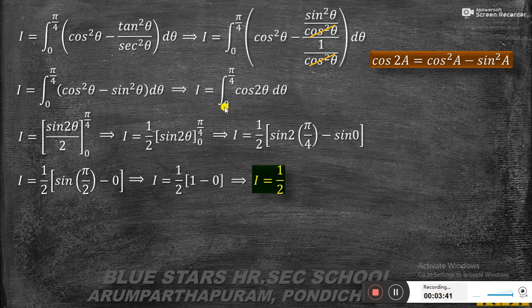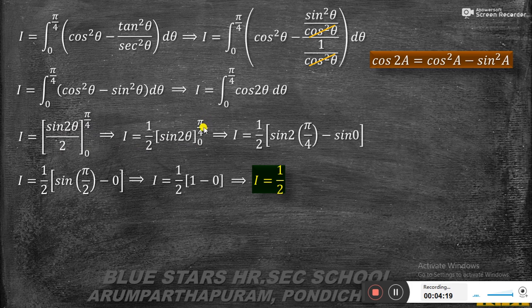Now cos square a minus sin square a equal to cos 2a. Therefore cos 2 theta, so I equal to integral 0 to pi by 4 of cos 2 theta d theta. Now I integrate cos 2 theta. Integration of cos is sin, so sin 2 theta, and we divide by the coefficient 2, so sin 2 theta by 2. The limit is 0 to pi by 4. I substitute the limit: 1 by 2 into sin 2 theta from 0 to pi by 4.